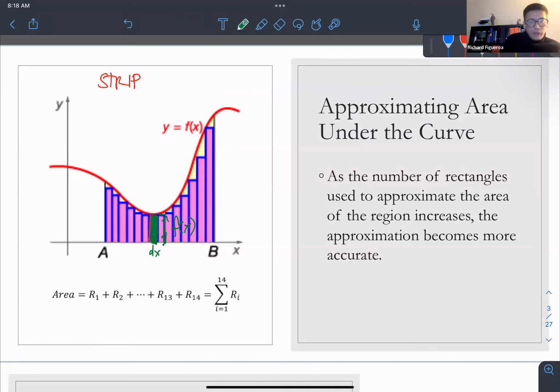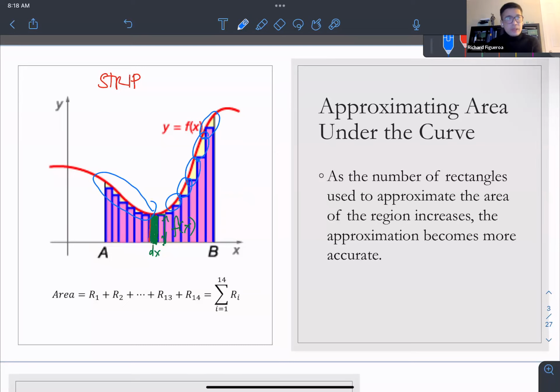However, if I'm going to cover the entire area, I need more rectangular strips. In this case, 14 strips were considered. But using only 14 strips, some discrepancy or errors can be introduced. What are those errors? These yellow areas are the ones not covered by the rectangular strips. Those are considered as errors.